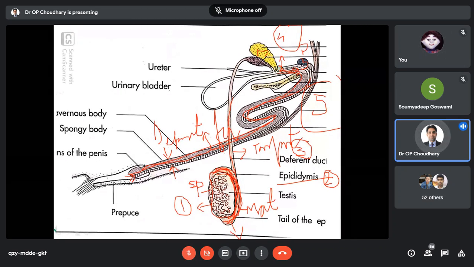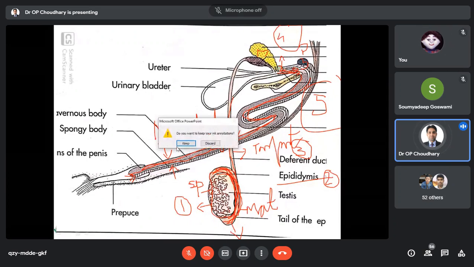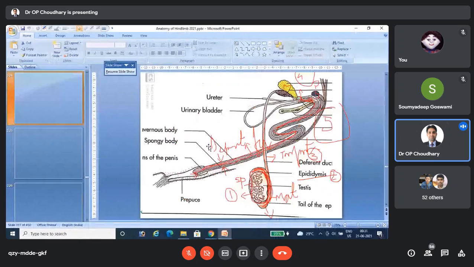Yeah, lateral ligament of the urinary bladder. I have to find some images.